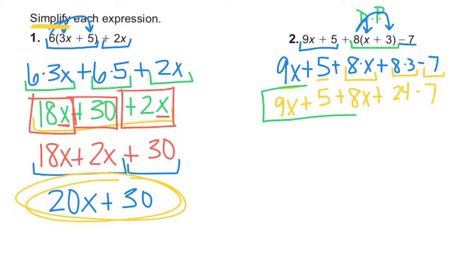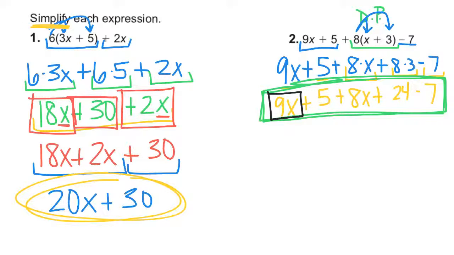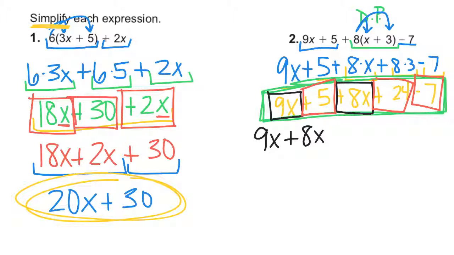Now, looking at this expression that I'm boxing in green, I can start to combine my like terms. So I'm going to go ahead and look for things that look alike. So I see I have a 9x and I have a plus 8x. So I'm going to combine those two pieces together and rewrite them side by side. Then I see that I have a plus 5, a plus 24, and a minus 7. I'm going to add that onto the end, plus 5, plus 24, and minus 7.